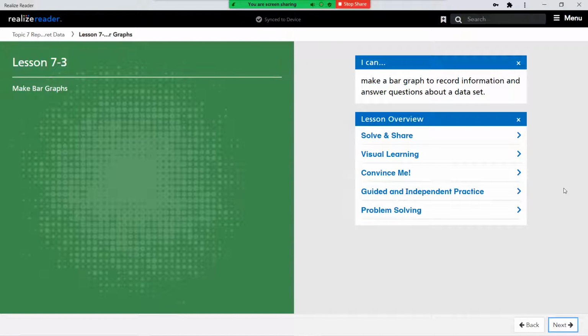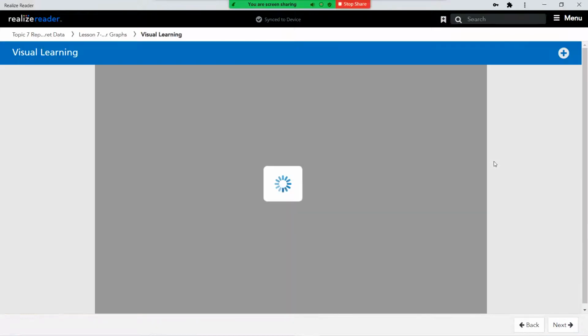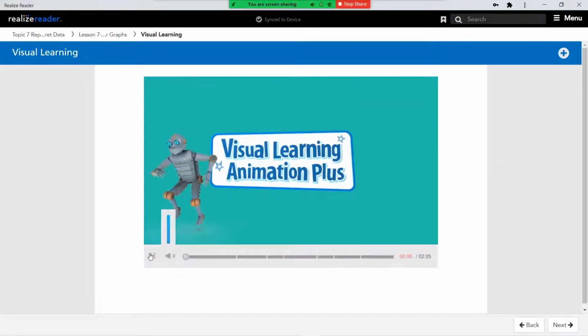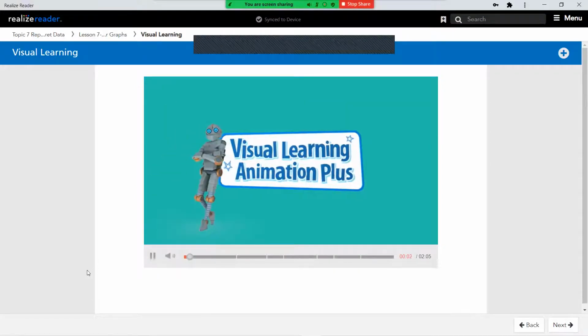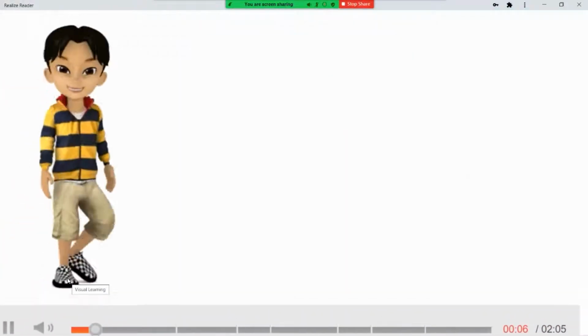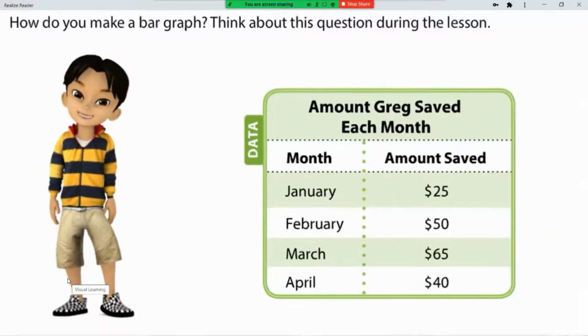In this lesson, we're going to work on making bar graphs. So you're still going to be using your tables for information, except instead of making them into a picture graph, you're going to put that information into a bar graph. How do you make a bar graph? Think about this question during the lesson.